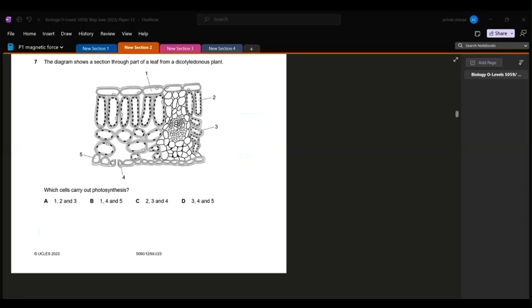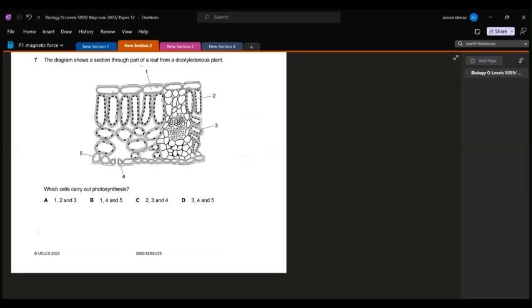Number 7. The diagram shows a section through part of a leaf from a dicot plant. Which cells carry out photosynthesis? We know the cells that can carry out photosynthesis must have chloroplast in them because chloroplast has chlorophyll, which is the main site of photosynthesis in the plant. So जो हमें image देखते ही पता चल रहा है, that is 2, 3 and 4 have chloroplast. We can see from the dark black spots shown.